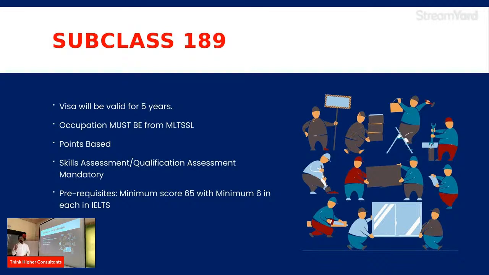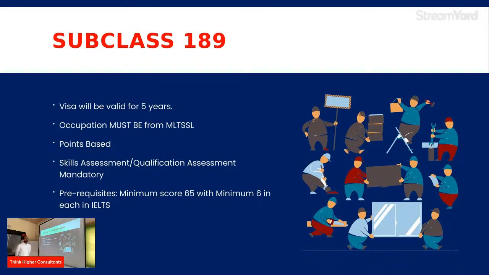Fourth important, can you just go back? Sorry. So the fourth requirement is the skill assessment, which is also called the qualification assessment. It's a mandatory requirement for any general skill migration. Without the skill assessment, you cannot apply. Now there is a prerequisite we already discussed that you should have at least 65 points, or a minimum of 6 in each in IELTS. We have equivalent English test results as well, like PTE, OET, CAE, TOEFL, and many more. So a lot more to explore. We will be discussing that in due course during our presentation. Let's go to the next slide.